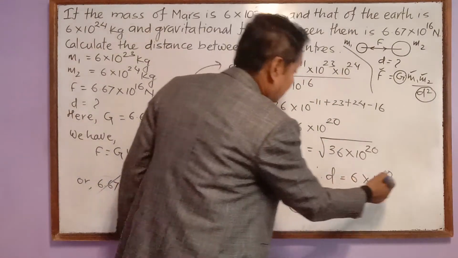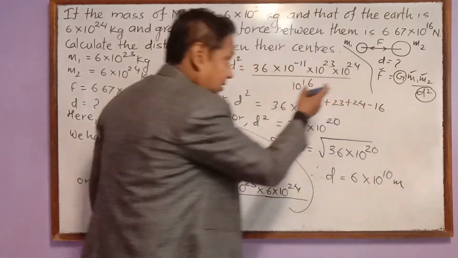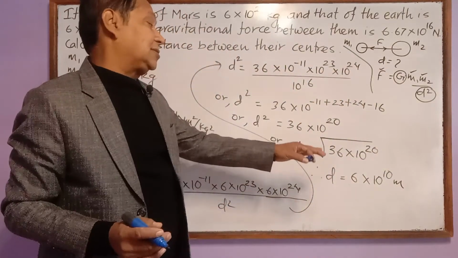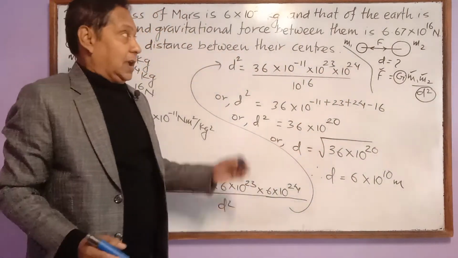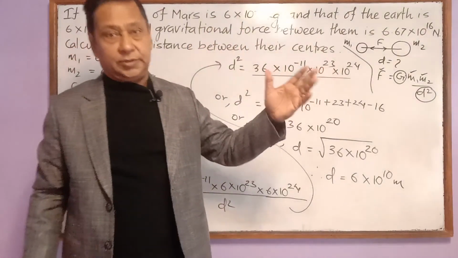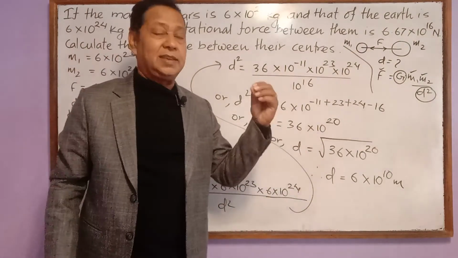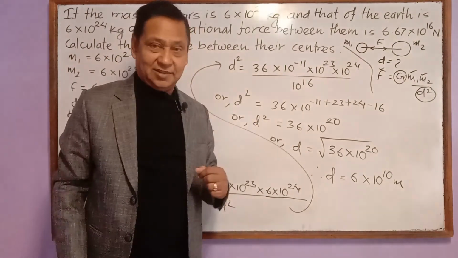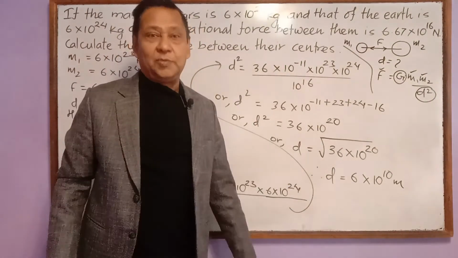The distance is measured in meter. Every unit is taken in the SI system. That's why distance also comes in meter. According to this numerical problem, the distance between Mars and Earth is how much? 6 into 10 to the power 10 meter. Okay, this way we can solve the numerical problem.